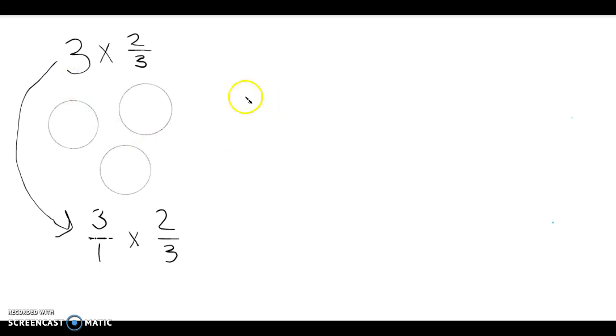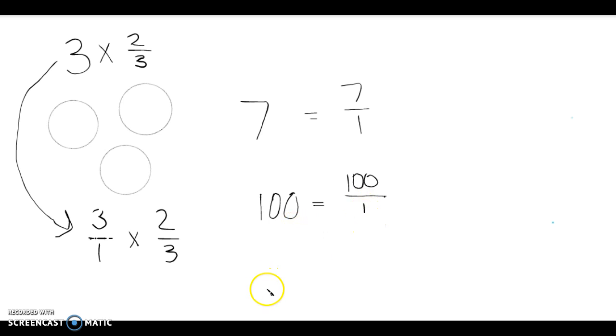And I can do that with any number. If I take the number 7, I can change it to 7/1. And it still means the same amount. 7 wholes, 7 wholes. In fact, we could do it with 100. You could do 100/1. Both of these mean the same amount. You could do 1,000,000 equals 1,000,000/1. Anytime you have a whole number and you need it to be a fraction, all you need to do is put it over the number 1.